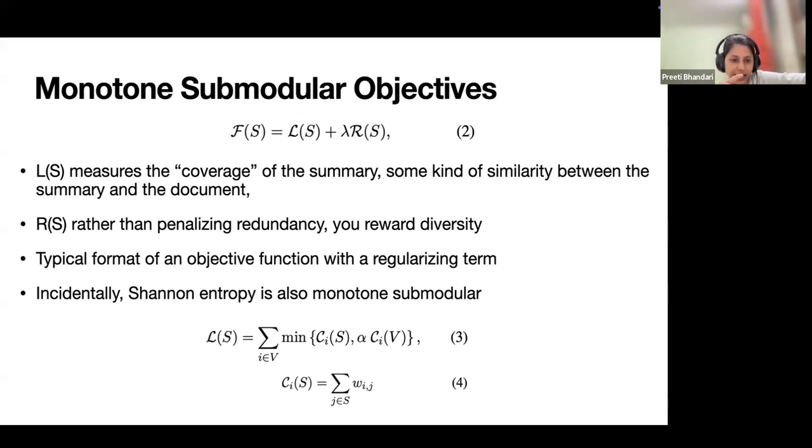Go ahead. Okay, so if I understood correctly, the first term, does that mean that, for example, you have your full document and then you summarize it into something small? Okay, so how much that summary is, I don't understand what is the meaning of how much that summary is similar to your original document?